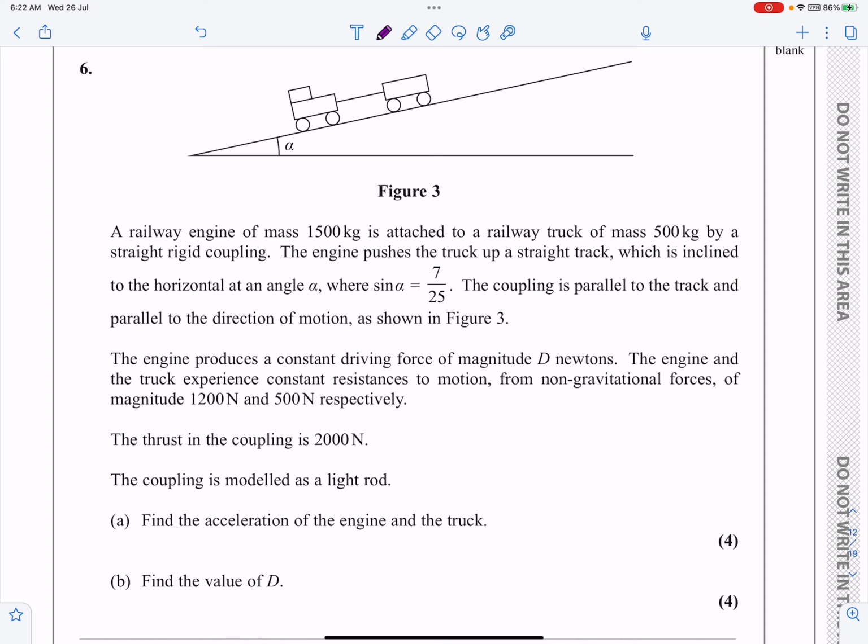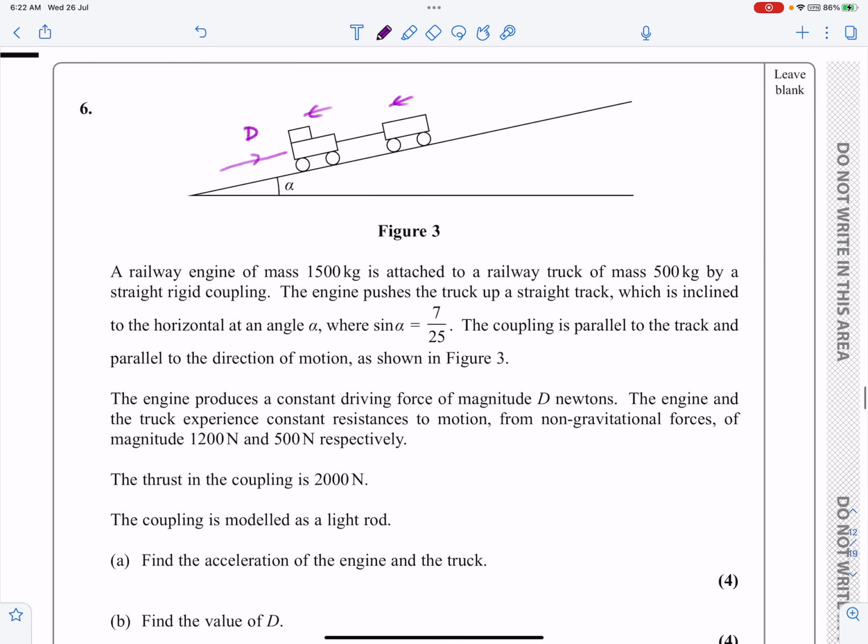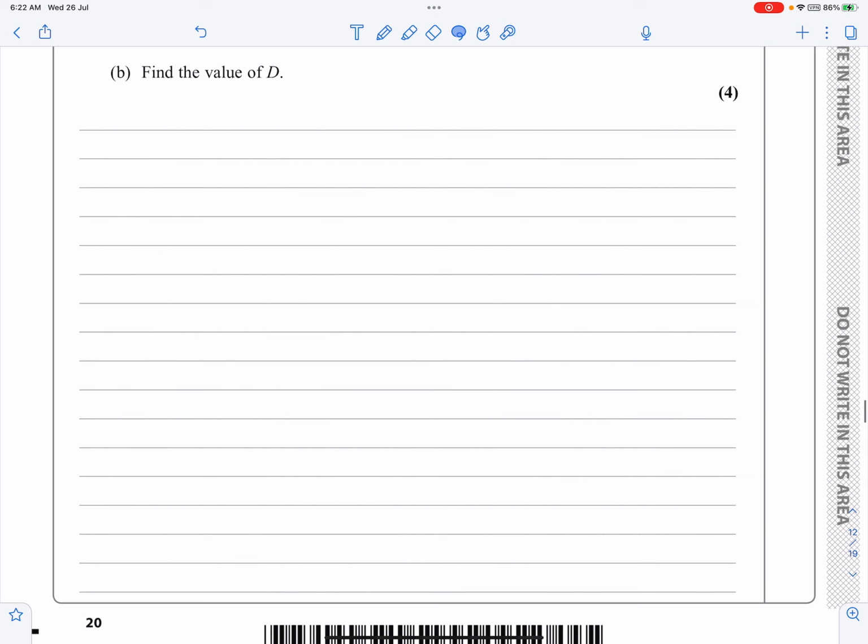The engine produces a driving force of magnitude D newtons, so we've got this driving force acting up there. We've got a resistance on this one and a resistance on this one, and we're not using F equals mu R here. They're telling me what the resistances are. With the coupling being modelled as a light rod, can we find the acceleration of the engine and the truck, and then can we find the value of D? So yeah, we can. We're just going to need to draw a really good diagram out in the first instance, so let's make a start with that.